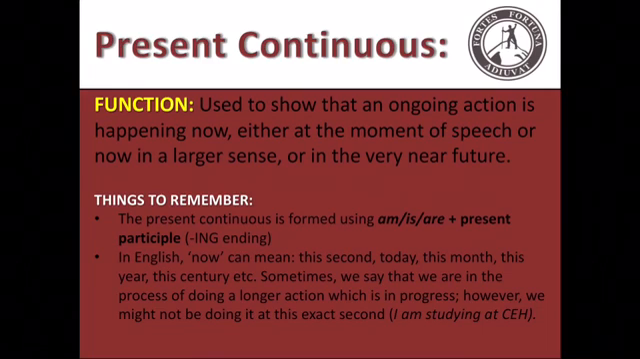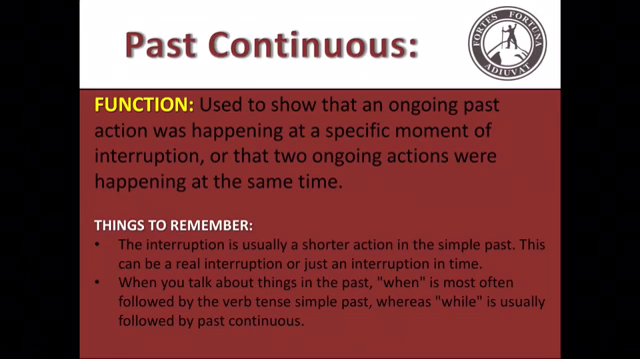Moving on to past continuous. Past continuous is used to show that an ongoing past action was happening at a specific moment of interruption, or that two ongoing actions were happening at the same time. Things to remember here are the interrupting action is usually a shorter action in the simple past. This can be a real interruption or just an interruption in time. When you talk about things in the past, when is most often followed by the verb tense simple past, whereas while is usually followed by past continuous.